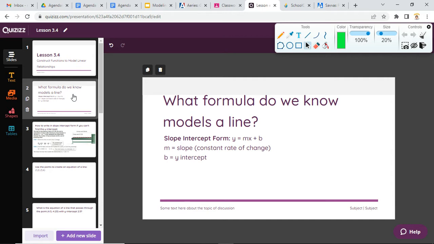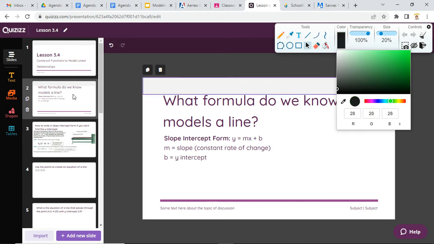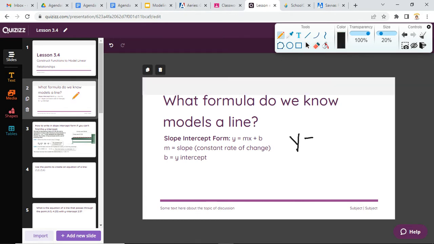If you remember, in chapter 2 we learned about slope-intercept form of a line. Slope-intercept form is the equation y is equal to mx plus b, where m is your slope and b is your y-intercept. Remember, m could also be called our constant rate of change. The slope and constant rate of change are two interchangeable ways to talk about m. Now, b, or the y-intercept, can also be called the initial value, or when you start your problem, that's what you're initially starting with.